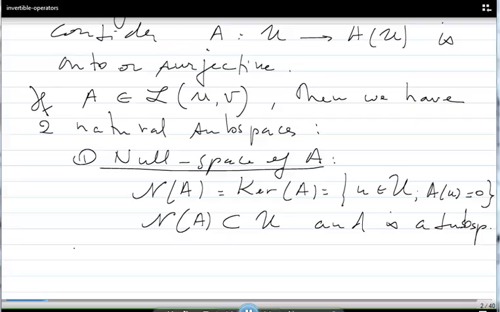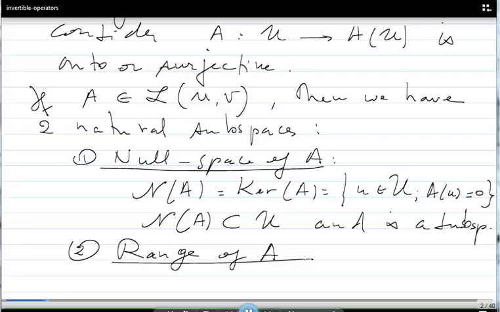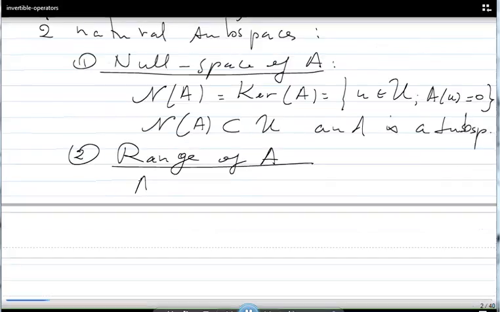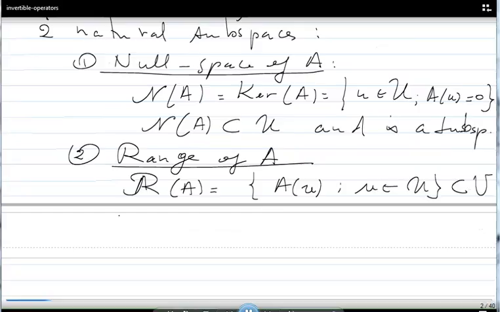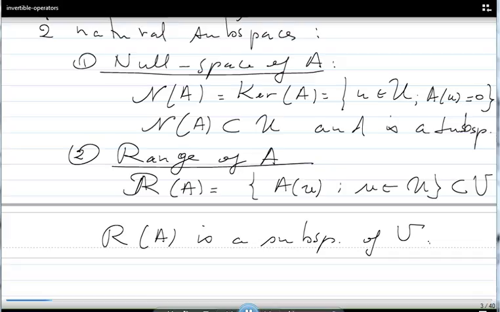Two is the range of A as defined before. R of A equals A of u, u in U, and this is a subspace of V. R of A is a linear subspace of V. Okay?